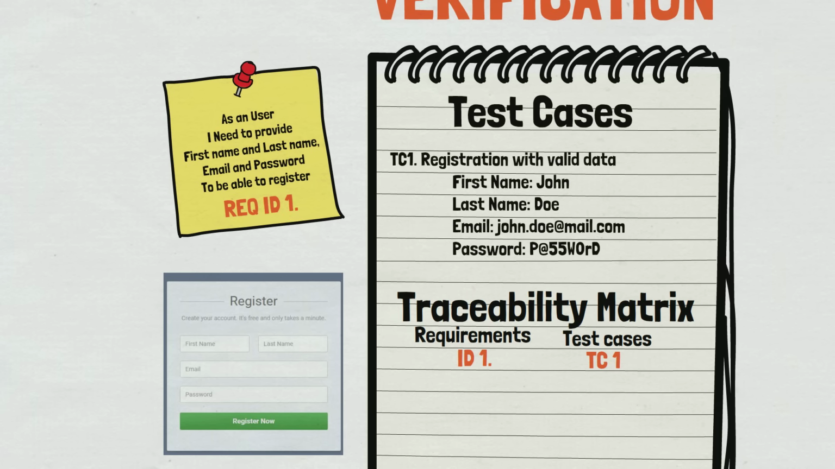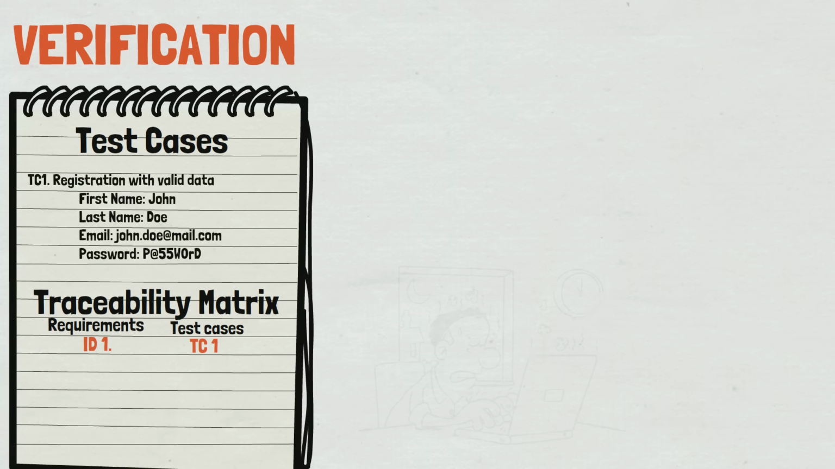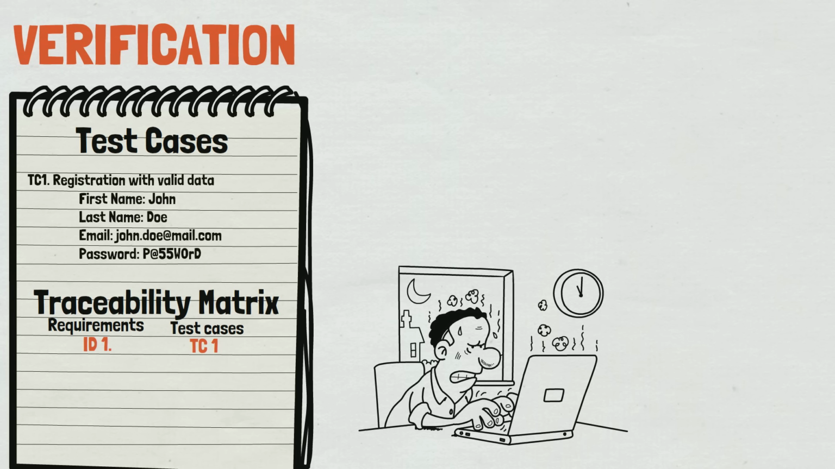It is time to run the test case and verify if the user can register with valid information. We enter first name, last name, email, and password, and click the registration button. And the confirmation screen is displayed. Everything is fine. It looks like everything is fine, so the real users can try to register on the site. But when the end users try to register, a lot of them are not happy.